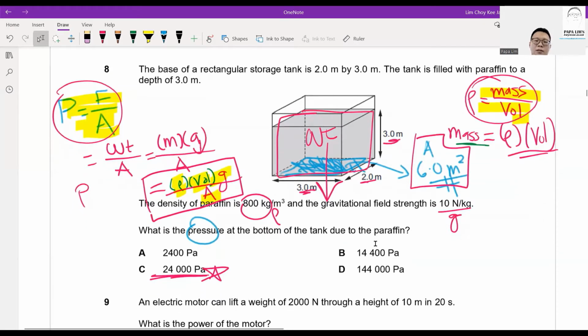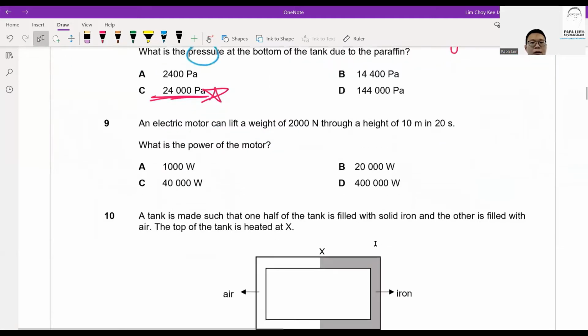It's just tedious. So just take note of the numbers and don't make any careless mistakes. For example, you calculate the wrong area. Instead of 6 meters square, you give me maybe 9 meters square or something. So just take note of it.